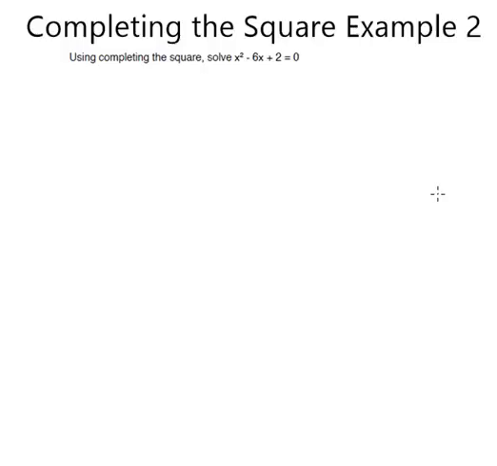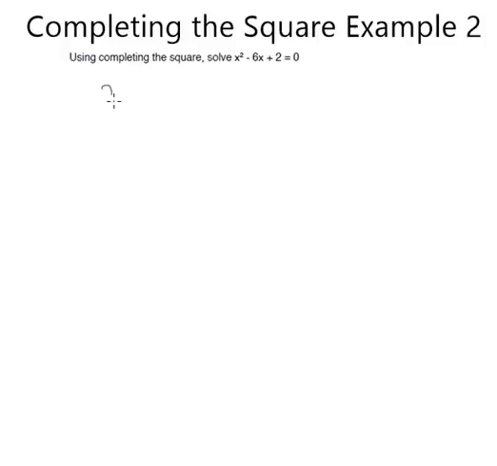Okay, so we're on to example 2 of completing the square. This time it's asking us to use completing the square in order to solve the following quadratic equation. The first step is very similar to the first video, so if you get stuck at all, have a look at the first video for me.